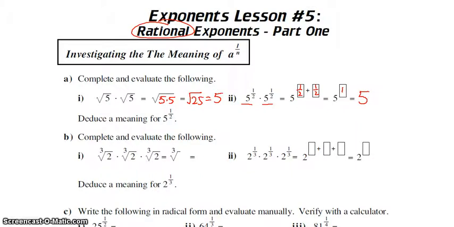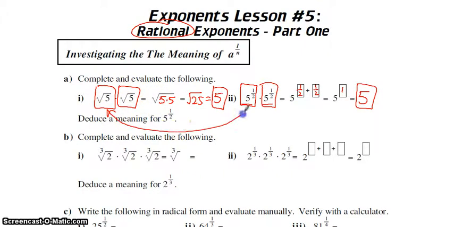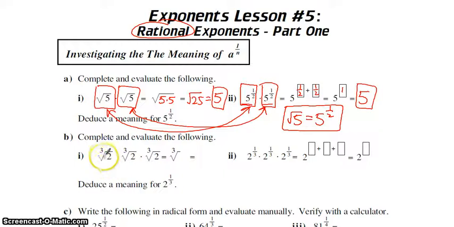Now we have something very interesting here. Root 5 times root 5 is 5, but 5 to the half times 5 to the half is also 5, which means they give the same answer, so they must equal each other. That's why they have the same result. So root 5 is equal to 5 to the power of half. That's the interesting result.